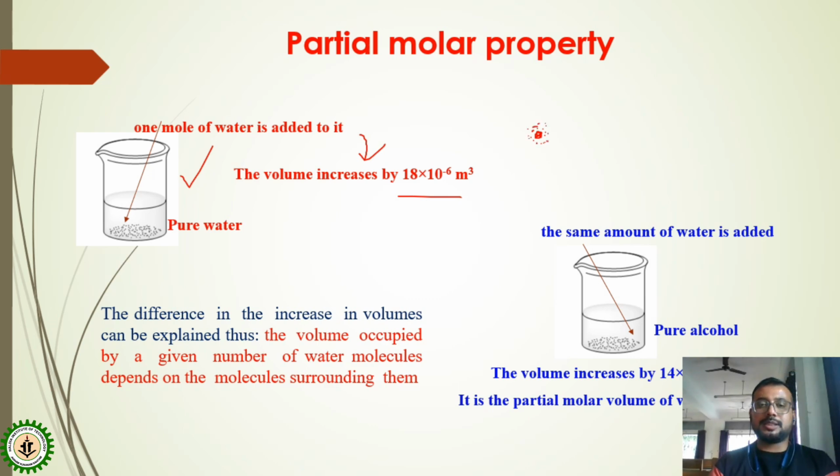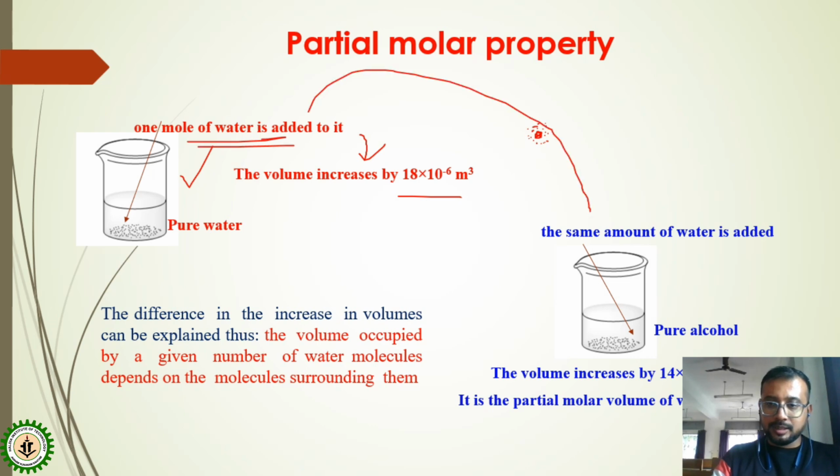Okay, so that means that when 1 mole of water is added into pure water, the surrounding molecules are also the same. So according to that, we can say that the volume increases by 18 into 10 to the power minus 6 meter cube, for example, which will be the contribution of the molar volume of pure water.